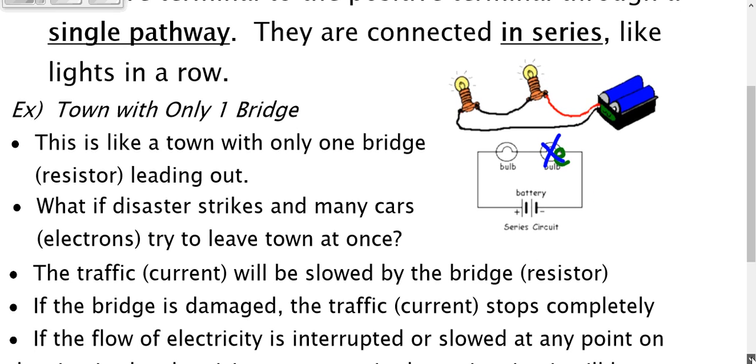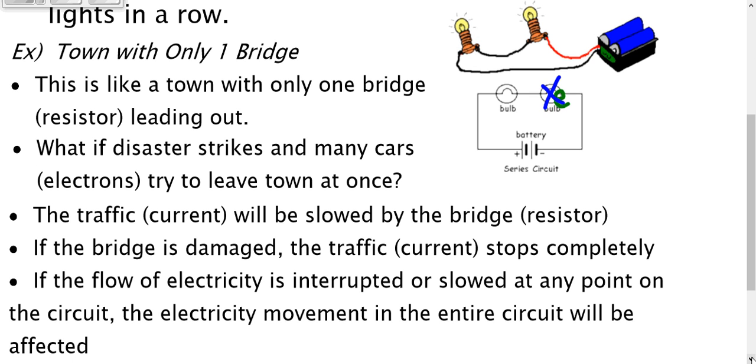So it's kind of like a town with only one bridge, right? If disaster strikes, many electrons or cars are going to try to leave town at once. The traffic or current will be slowed by that bridge, that resistor. If the bridge is damaged, the traffic or current would stop completely. If the flow of electricity is interrupted or slowed at any point on the circuit, the electricity movement in the entire circuit will be affected.